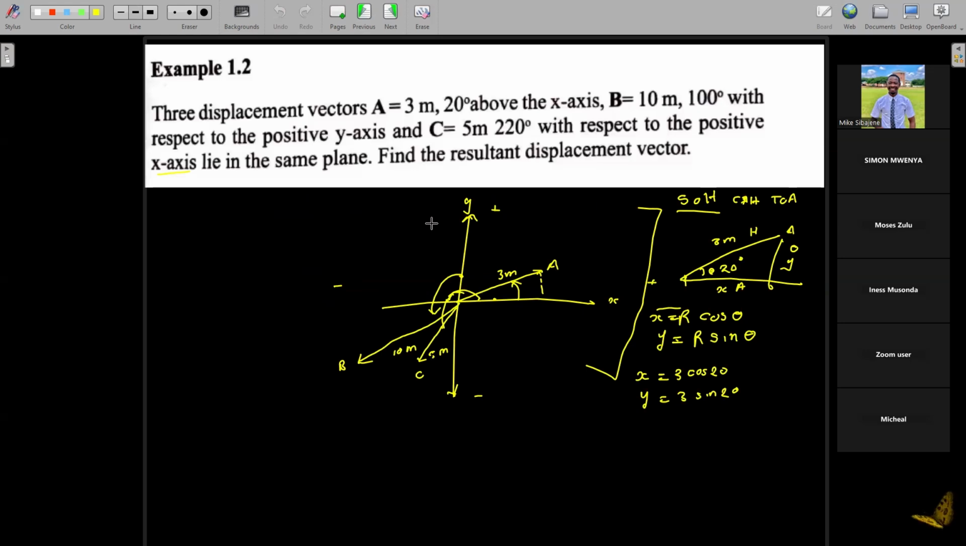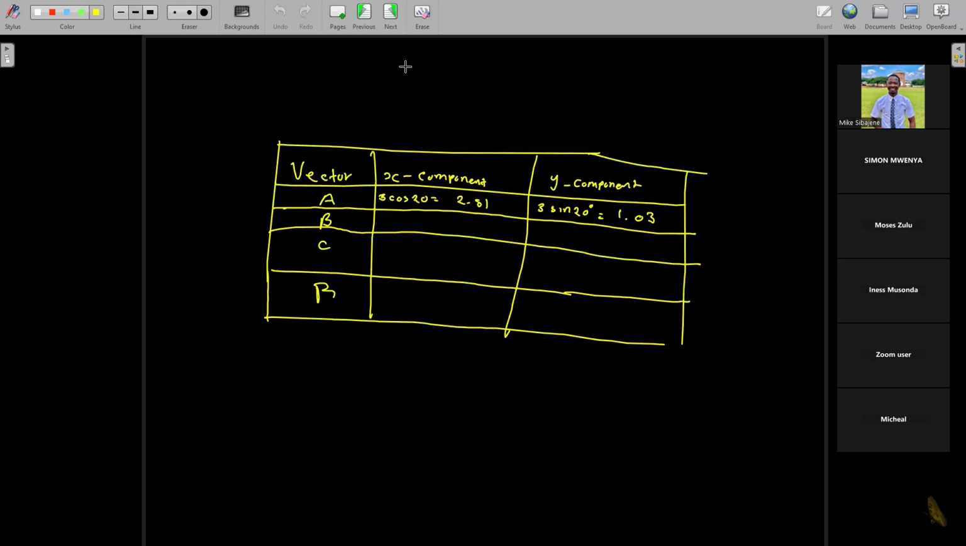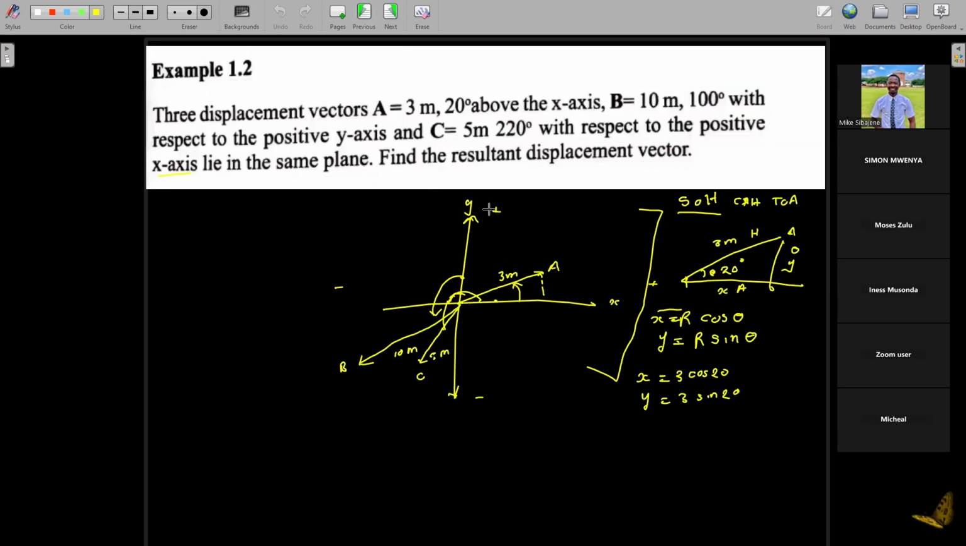I didn't understand how those y coordinates... All right, no problem. Let me go back again. So you've understood how we drew this diagram, isn't it?